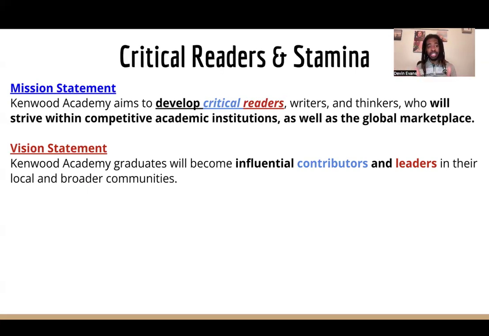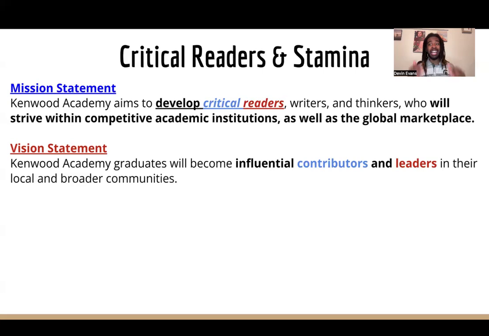So as a reminder, you don't see anything in the vision statement about college or critical readers, because at this point, when you are the visionary student, when you're an adult, this is already developed. When you're an adult in your career, if you're going through school for real and going through life, you are now a critical reader, writer, thinker. You got a job already, you good to go. But this is the vision we want for y'all to be in your marketplace jobs, and you become influential contributors and leaders in your local and broader community spaces.